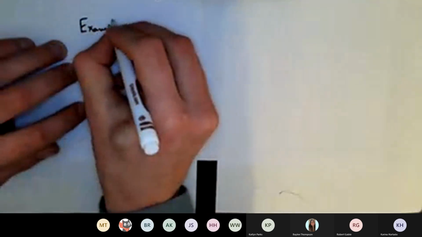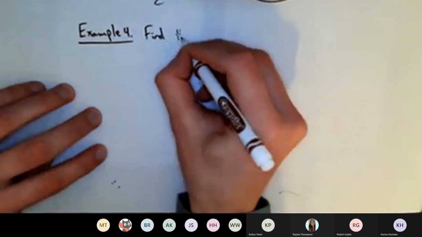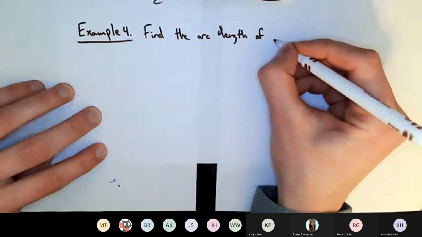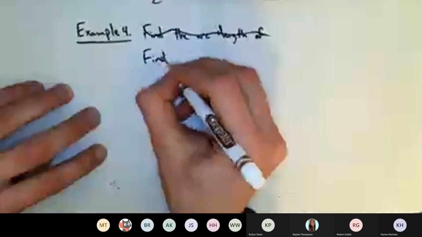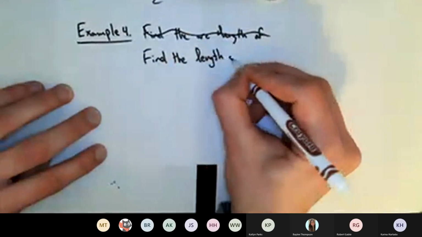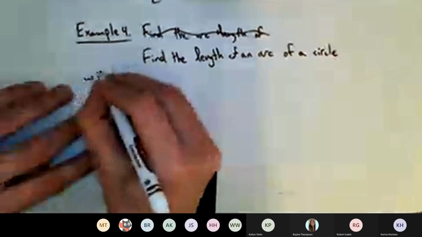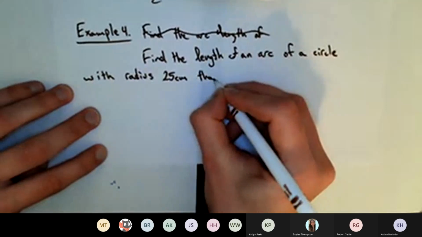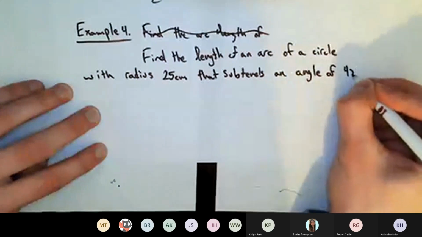All right, now let's get back to something more concrete, dealing with that formula I wrote down. So example 4 says, find the length of an arc of a circle with radius 25 centimeters that subtends an angle of 45 degrees.